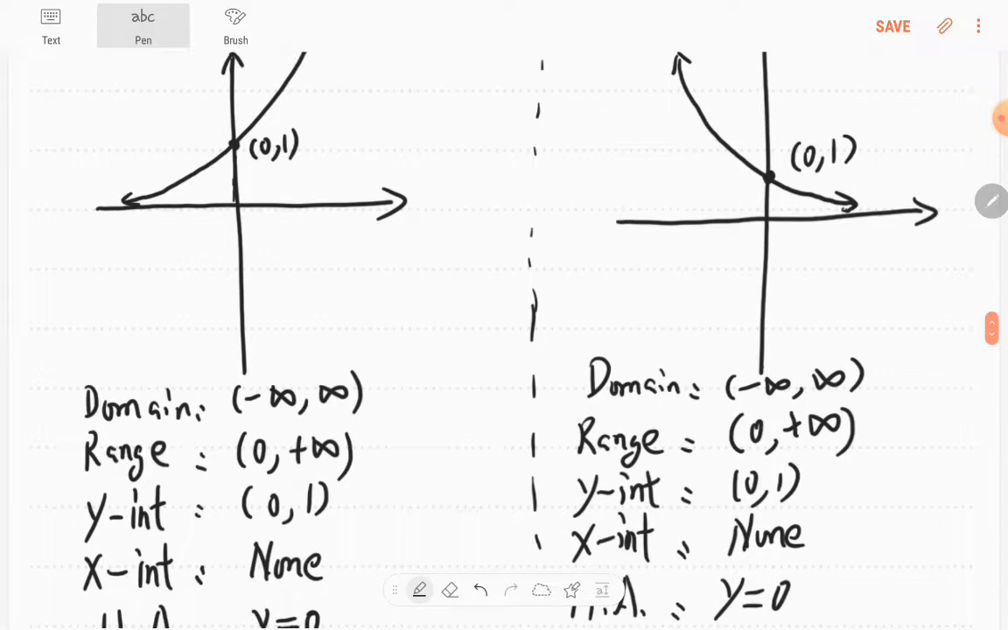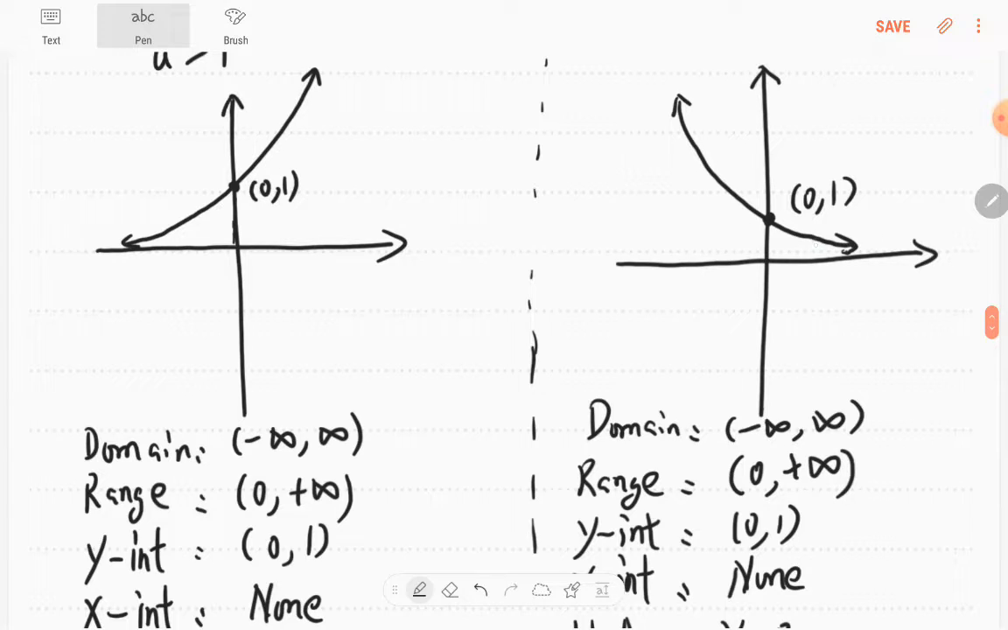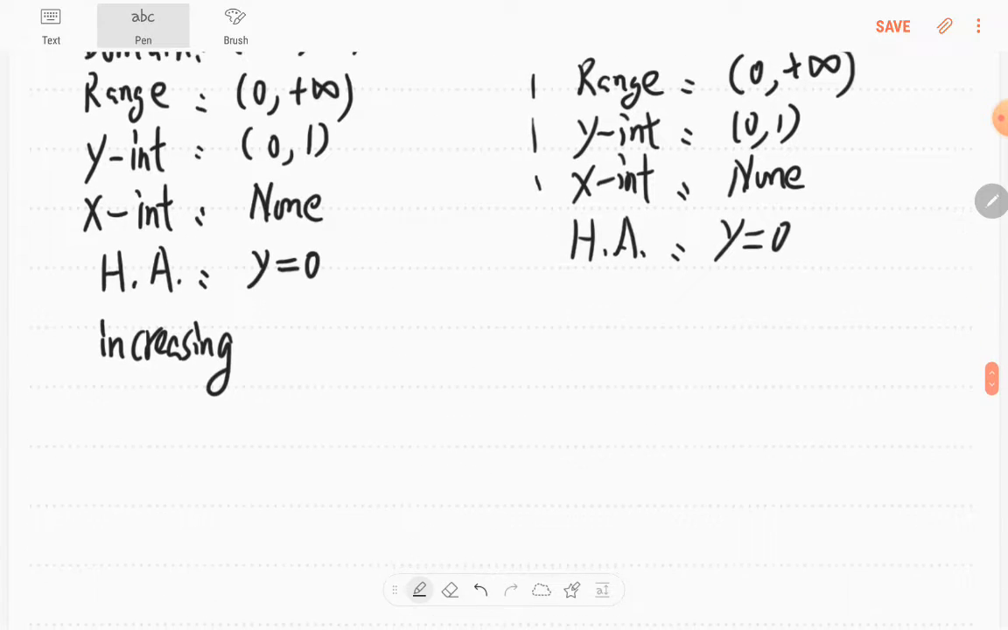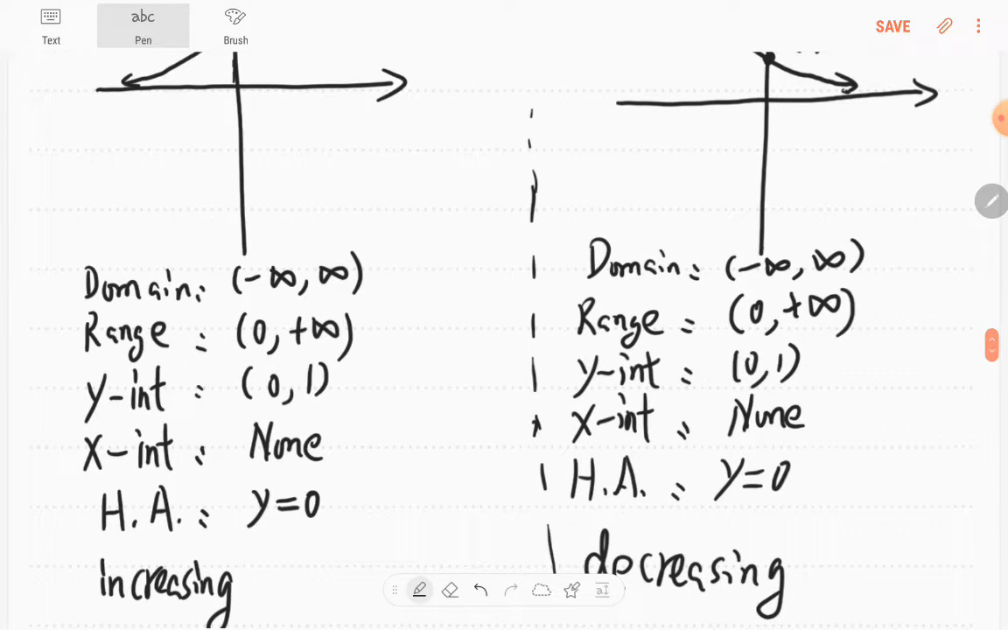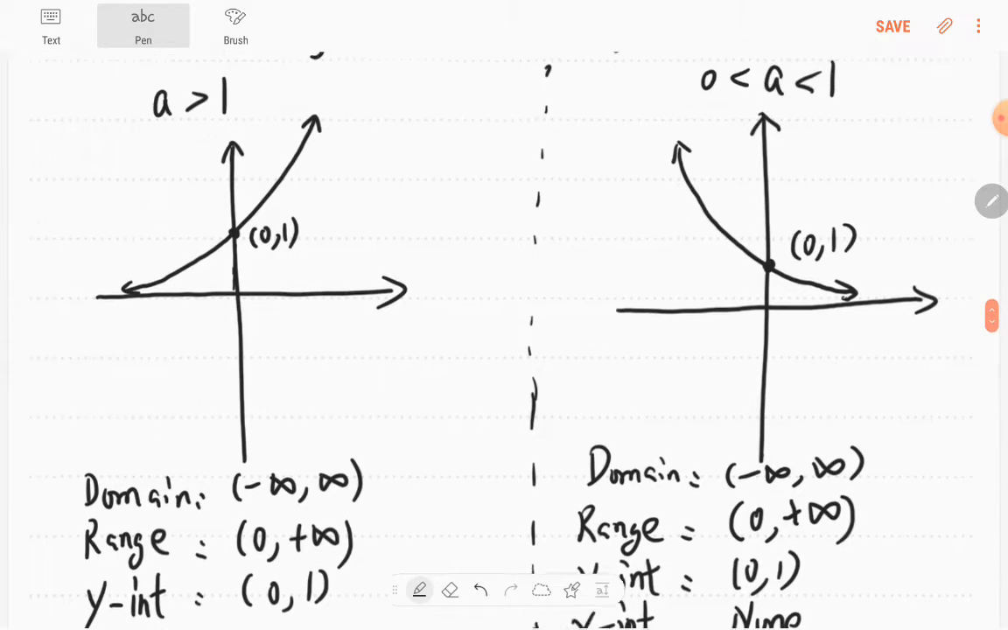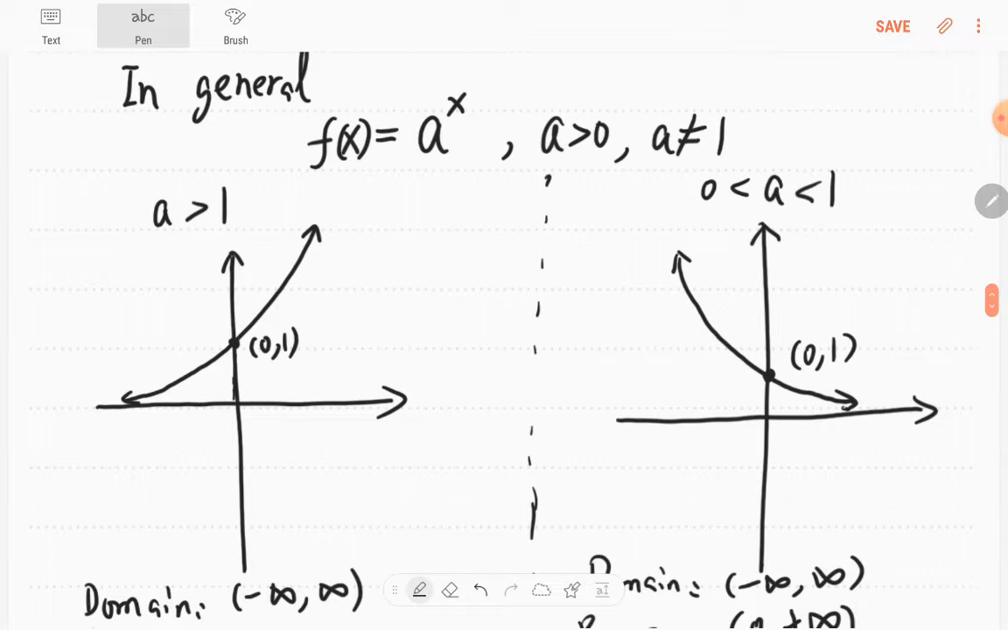And as x is increasing, y is decreasing. So this is a decreasing function. Okay, so this is the summary for the graph of f of x equals a to the x, the exponential function.